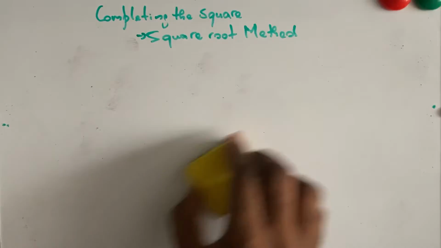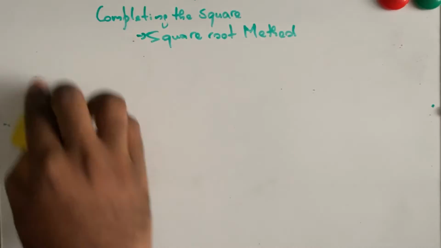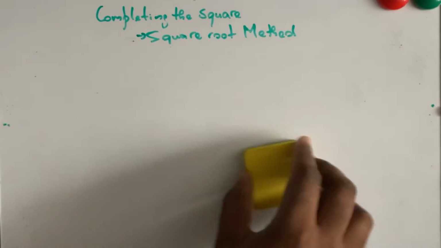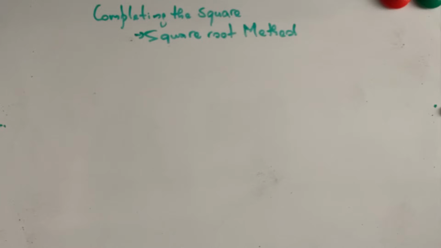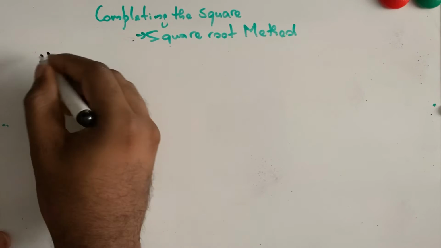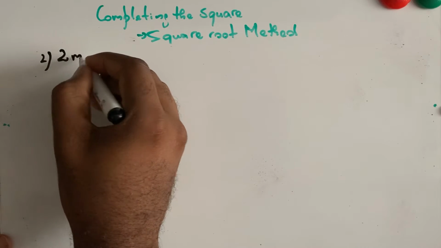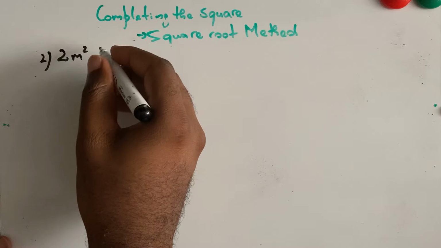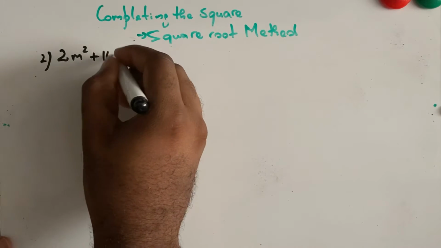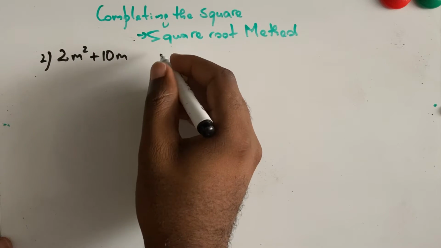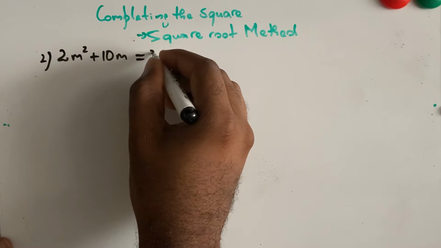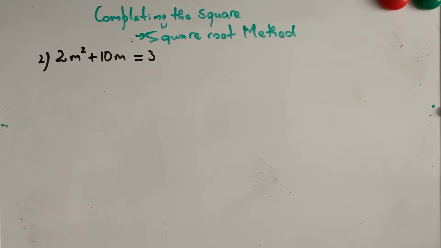As you can see, since you know what you're doing, it shouldn't be a big deal. You just go step by step, okay? Step by step. Now, if you have this one, let's say 2m squared plus 10m equals 3. Obviously, you know the 3 won't work here.